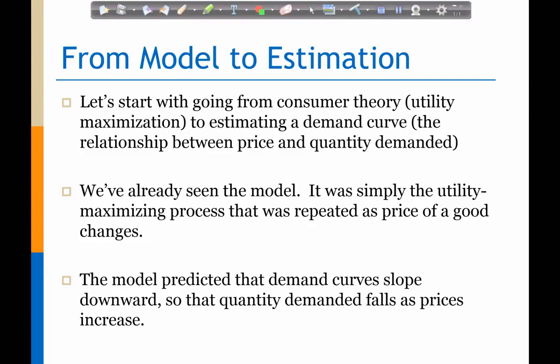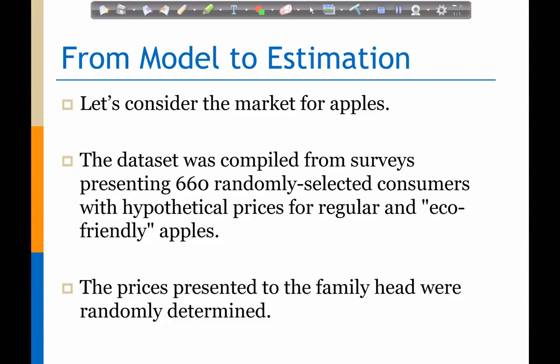So let's start with going from consumer theory, utility maximization, to estimating a demand curve, which is the relationship between price and quantity. We already talked a lot about the theory of how we move from utility maximization to a demand curve. The model predicted that a demand curve slopes downward, so that quantity demanded falls as prices increase. Now we're going to estimate a demand curve using regression analysis and see if the results match up with the prediction. So let's consider the market for apples.